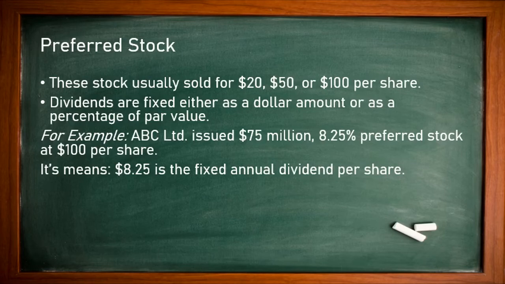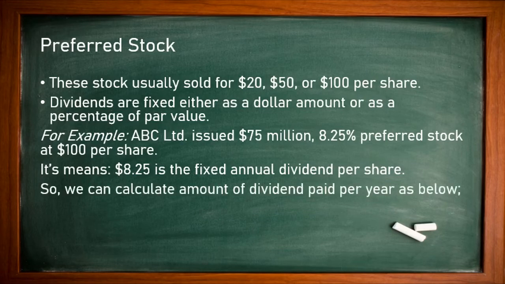As I told you, it is mentioned before the preferred stocks are issued what fixed rate they will receive. Here a percentage is mentioned, so at the end of every year, whatever profit is there, the company will give 8.25% dividend against the preferred stock amount. So we can calculate the amount of dividend paid per year as below.